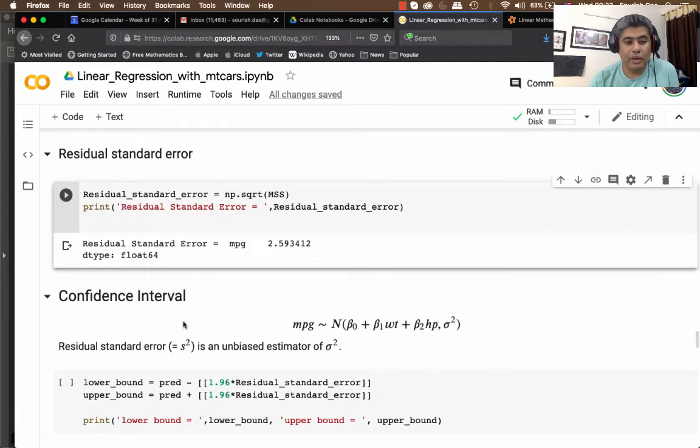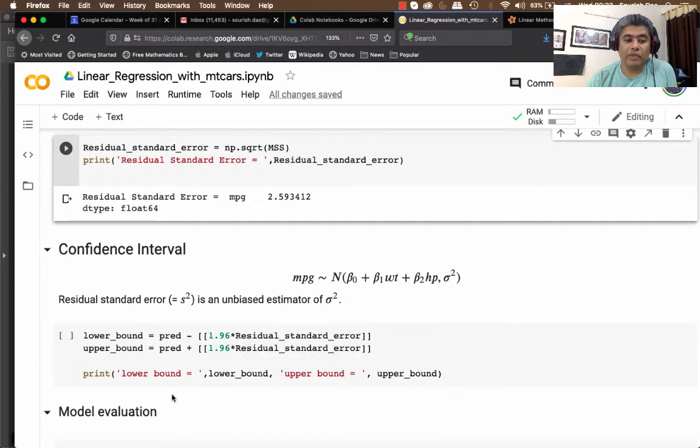2.593418. Now we know that miles per gallon follows a normal distribution. We are just assuming that miles per gallon follows a normal distribution with mean beta naught plus beta 1 times weight plus beta 2 times horsepower, and variance sigma square, where the residual standard error is an unbiased estimator for sigma. Then the lower bound and the upper bound for the prediction is the predicted value plus or minus 1.96 times the residual standard error. That will give us the 95% confidence interval for the prediction.